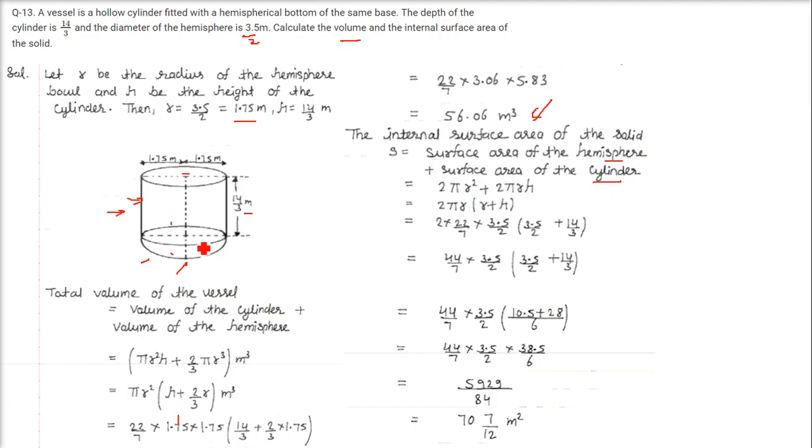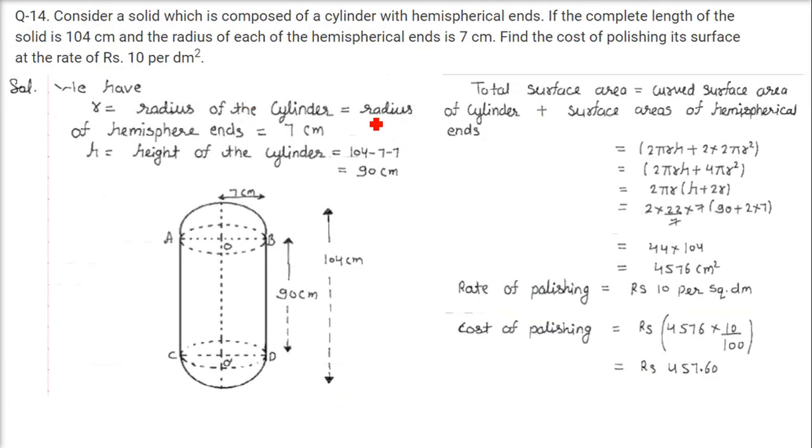When it comes to the internal surface area of the solid, it will be the surface area of the hemisphere plus the surface area of the cylinder. That is, the surface area of the hemisphere part is 2 pi r square. The surface area of this cylinder will be 2 pi r h. So just add them, because we know the radius is 3.5 by 2, 1.75, and the height of the cylinder is 14 by 3. It is going to be 77 by 12. The calculation is in front of you.